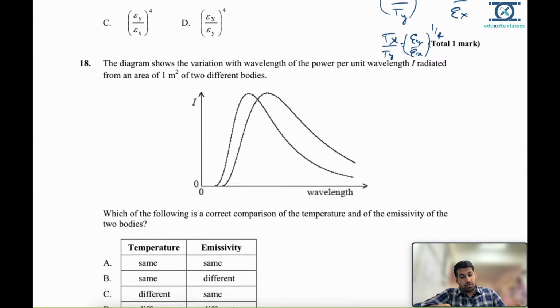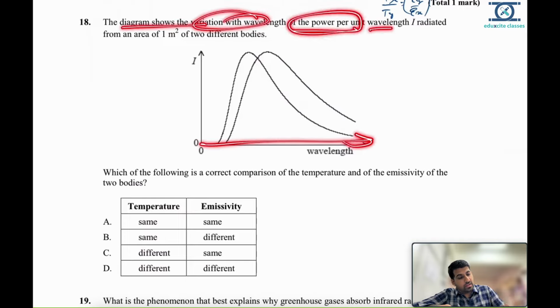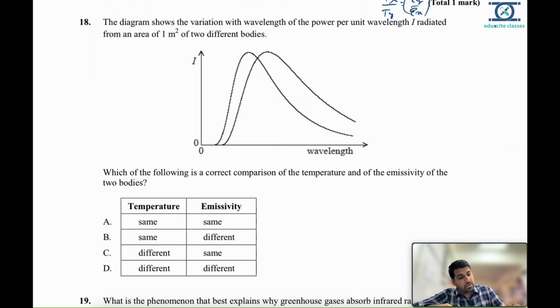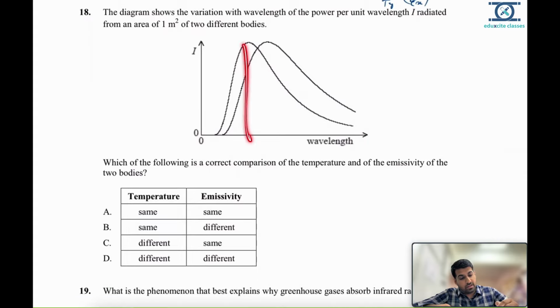Okay. Now question number 18. The diagram shows the variation of the wavelength of the power per unit wavelength I radiated from an area of 1 meter square of two different bodies. Which is the correct comparison of the temperature and the emissivity? Now this is very important, you should know. Now the peaks are different, they have different wavelengths, so it means they have different emissivity.